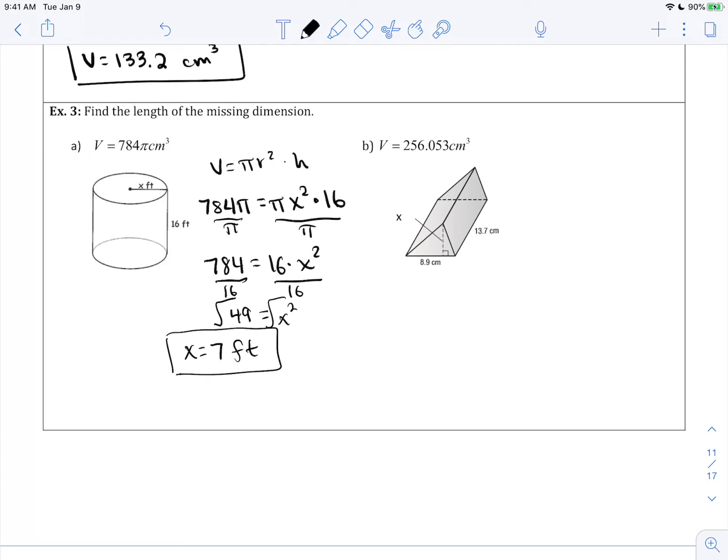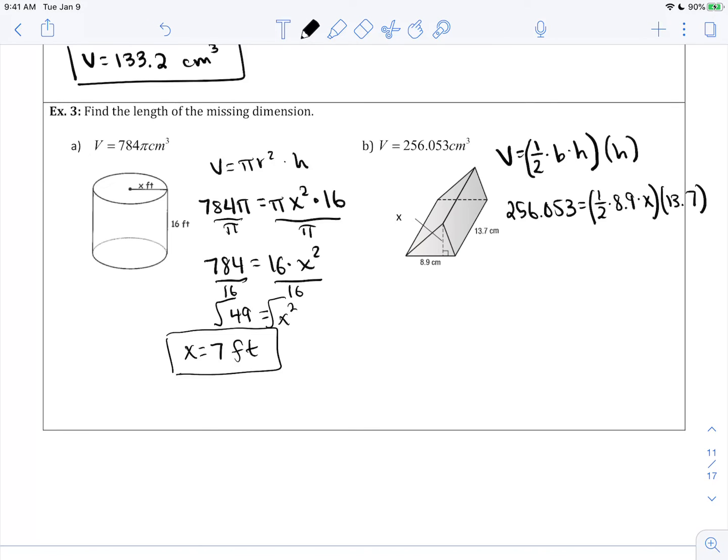All right, last we're given the volume of this triangular prism, and we want to find the height of the triangular base. So we know the equation should be volume equals 1/2 base times height, since that's the area of a triangle, times the height of the whole prism, right? We have that the volume is 256.053 equals 1/2. The base is 8.9 times x times 13.7, right?